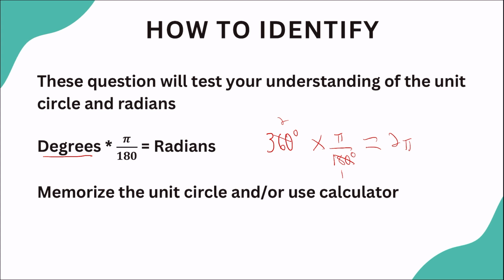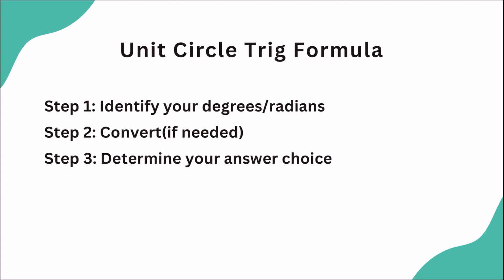Now, you can memorize the unit circle, but you can also use Desmos on this one, so I would try to memorize if you can, but if you get in a pinch, you can use Desmos. Now, here's the unit circle trig formula. First, we're going to identify our degrees or radians. We're going to convert if we need to. And lastly, we're going to determine our answer choice.